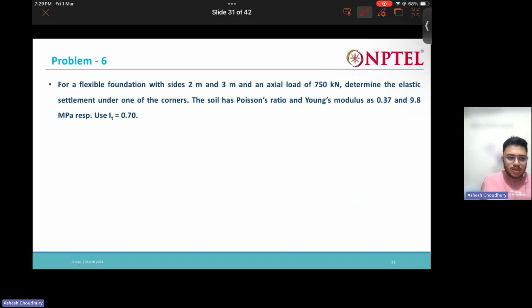Let's see this. For a flexible foundation with two sides, 2 meter and 3 meter, and an axial load of 750 kilonewton, determine the elastic settlement under one of the corners. The Poisson's ratio is given, and Young's modulus is given. Use I_T as 0.7.